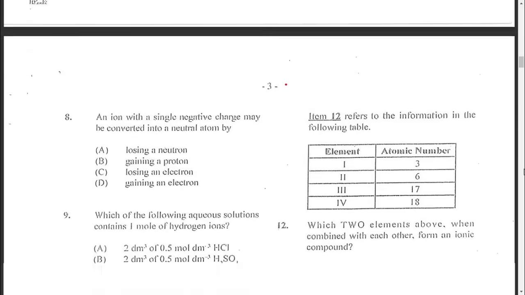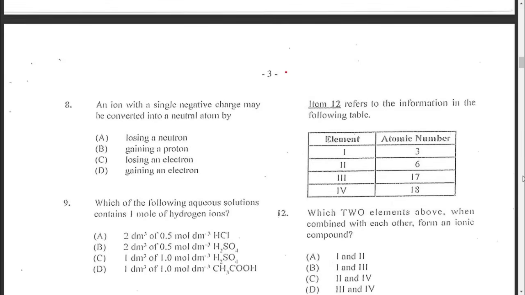Okay. Question 8, an ion with a single negative charge may be converted into a neutral atom by, so let us use chlorine as an example. So we have the chloride ion, and the chloride ion should lose electrons to form chlorine gas, which is diatomic. All right, so losing an electron would be the answer. So in this case it would be C.